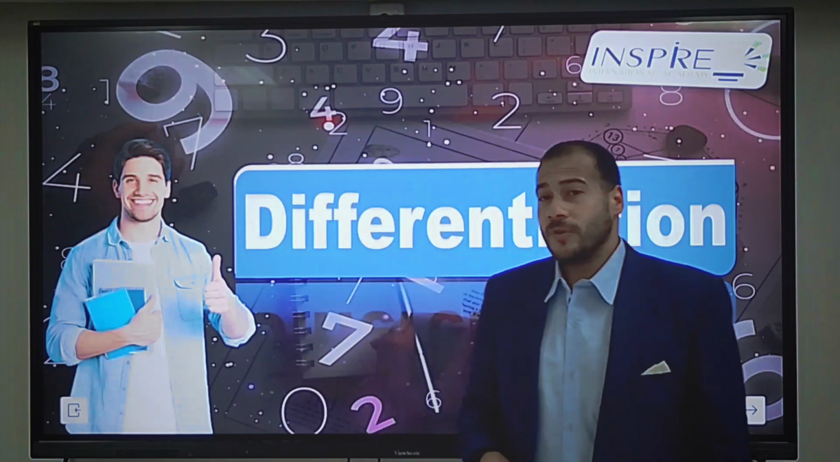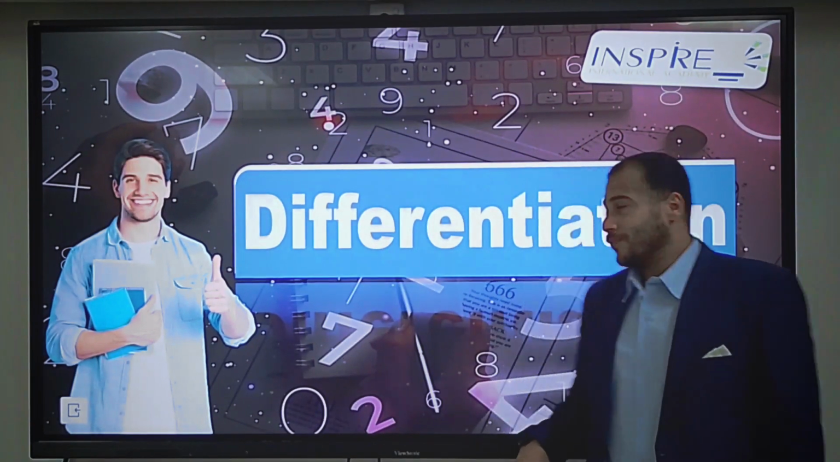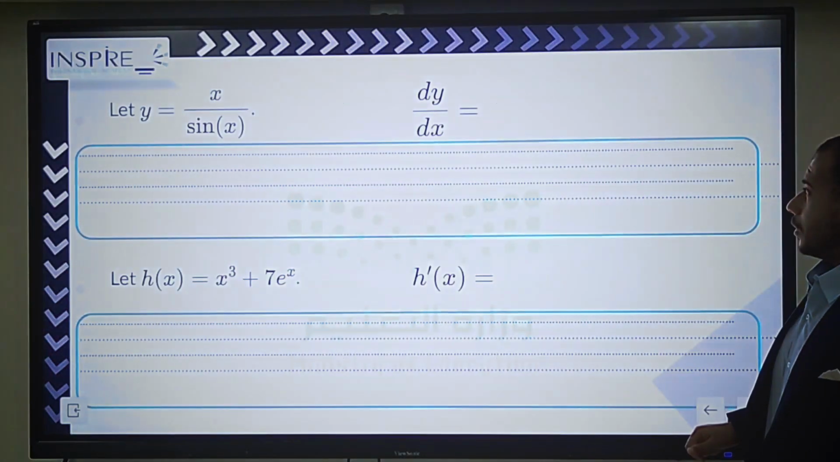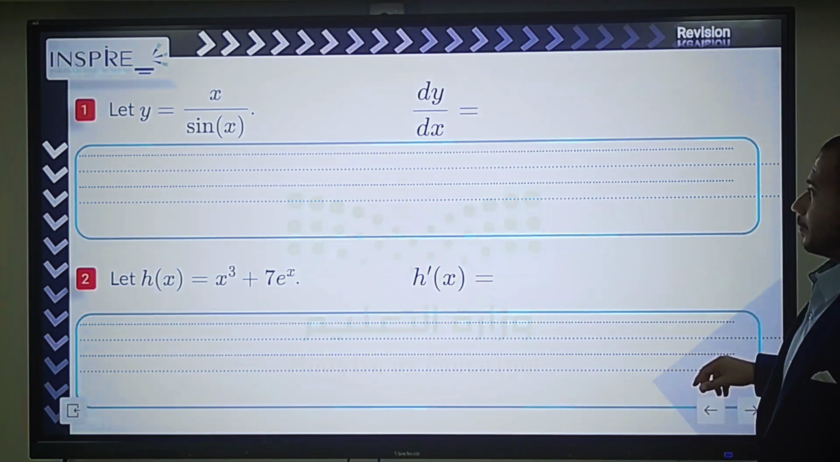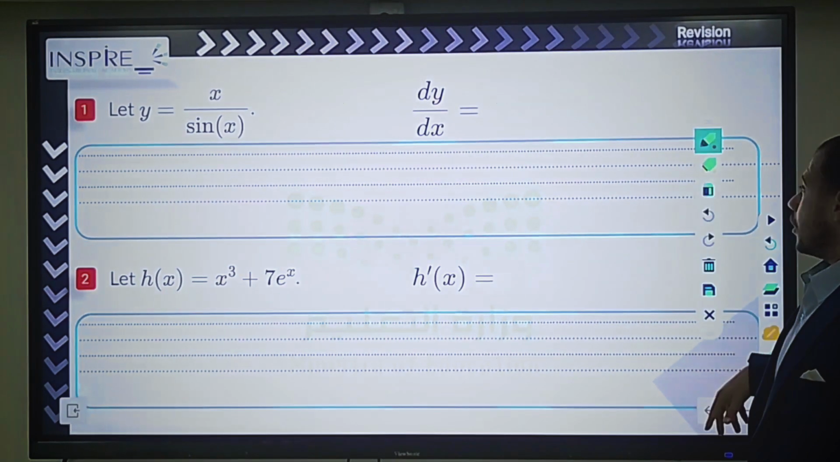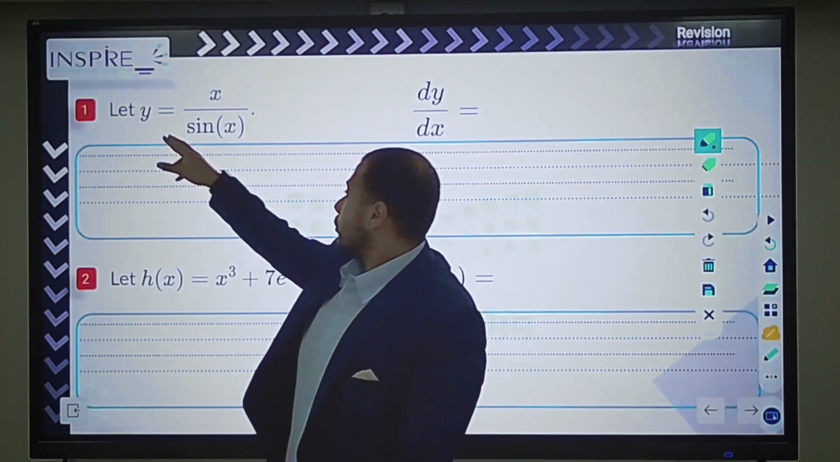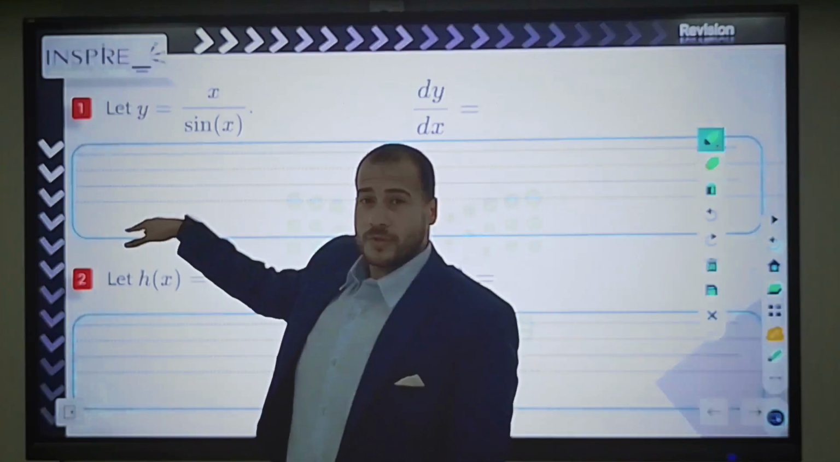Inshallah, today we will revise the first session of the second semester. Let's start. Okay, here is the first question. We need to get the derivative of y, which equals x over sine x.